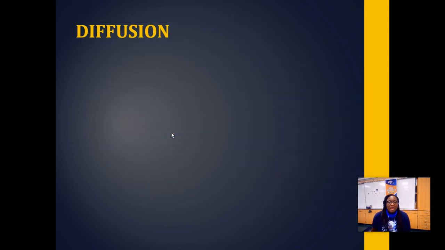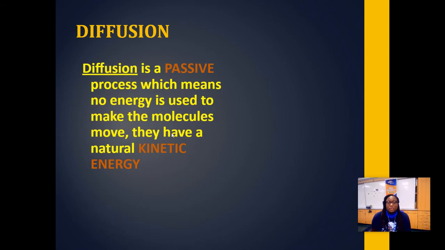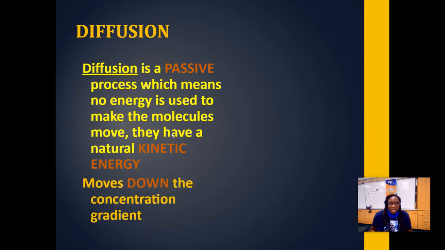So one form of this passive transport is diffusion. So diffusion is a passive process. It means that no energy is used, and it allows molecules to move as they would naturally, so their kinetic energy, the way they like to go. And molecules like to move down a concentration gradient, meaning if they're in an area of a higher concentration, they want to move away where there's an area of lower concentration.